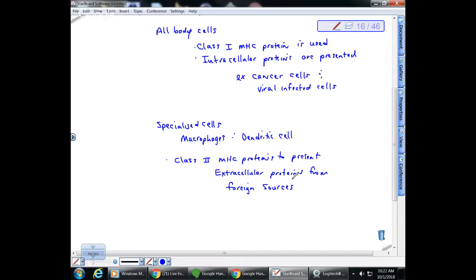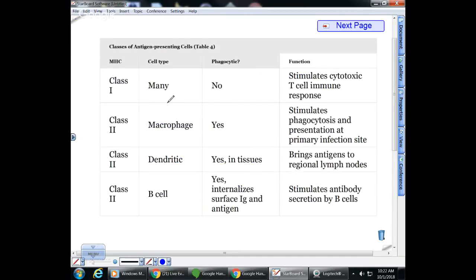In the new edition of your book online, there is a diagram that shows this process of presentation. Also, there's a table that talks about the types of classes. There's another, which I didn't mention because we haven't quite gotten to the B cells, but B cells are also able to present antigens, as are the macrophage and the dendritic cells.